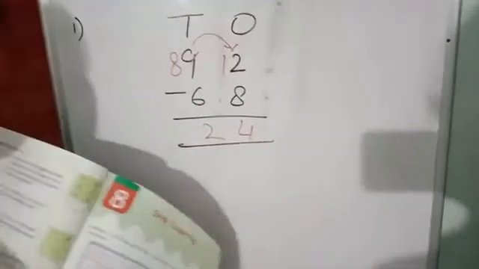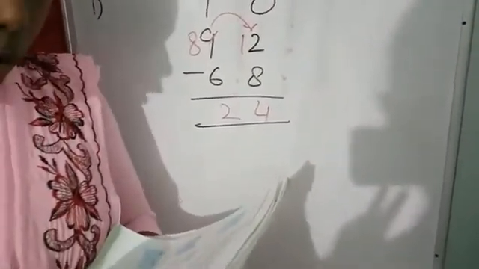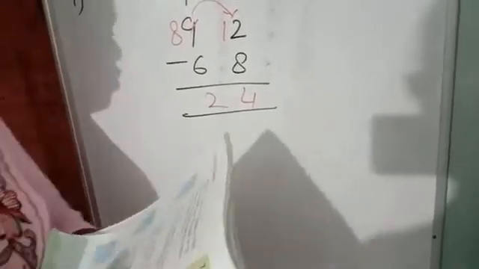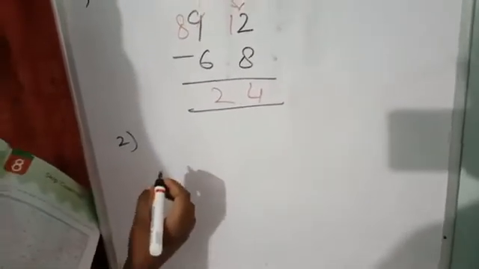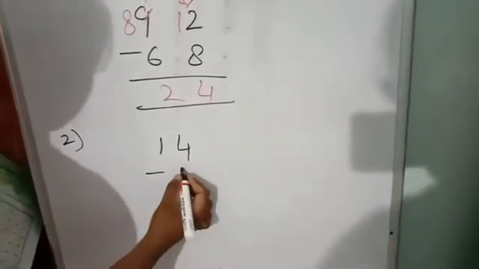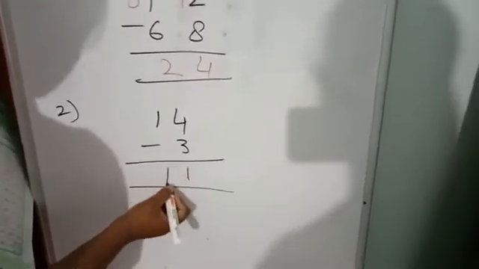Okay. Now the next one, second question. There are 14 butterflies. 3 of them fly away. How many butterflies are left? So 14 butterflies and 3 fly away. So subtract it first. 4 minus 3, 1 and 1. That means 11 butterflies are left. Okay.